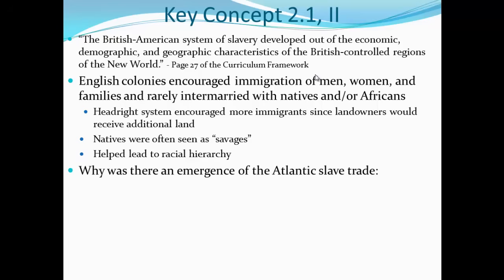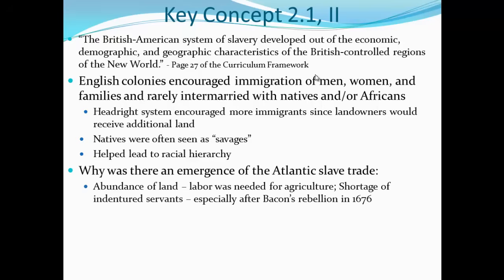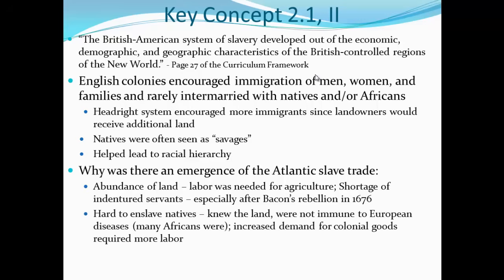So why was there an emergence of the Atlantic slave trade? Well, there's an abundance of land, and labor was needed for agriculture. There was a shortage of indentured servants, and this was seen especially after Bacon's Rebellion in 1676. Once the many former indentured servants rebelled, the English colonies changed their source of labor from indentured servants to slaves, since slaves would never be given their freedom.